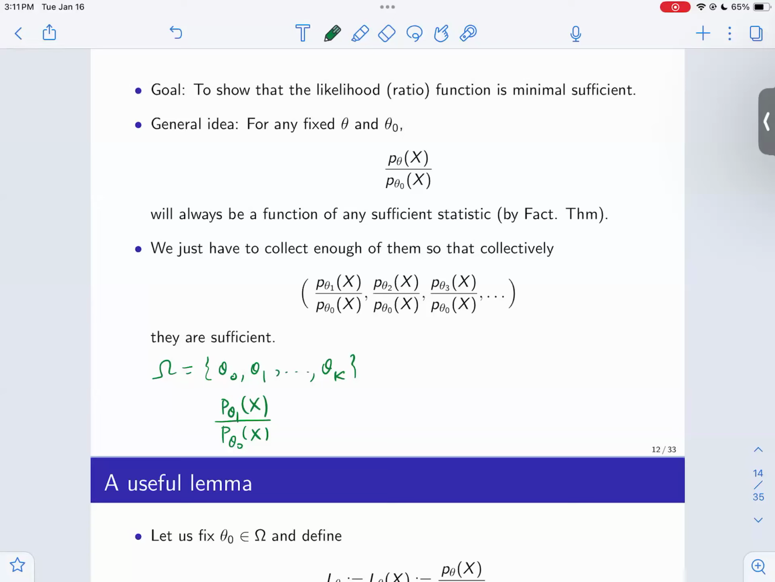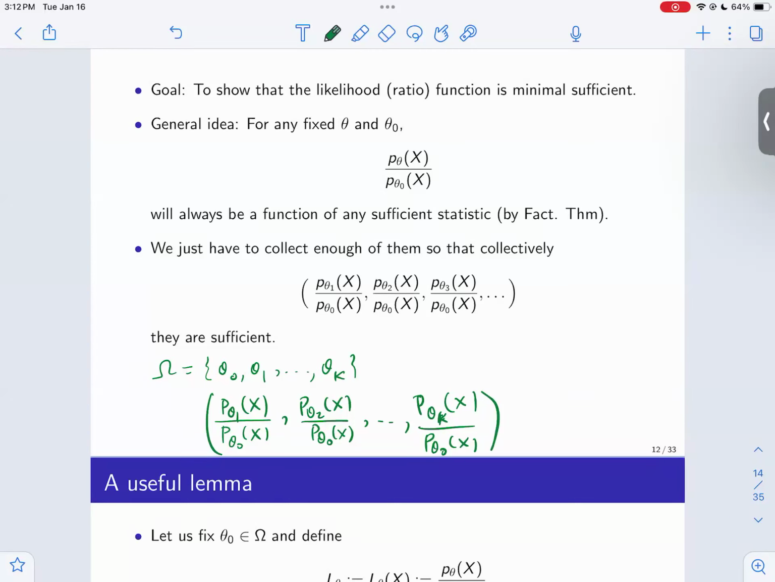And then I add p theta 2 of x divided by p theta naught of x, all the way to p theta k of x divided by p theta naught of x. So this is going to be a vector. This is all that I can do. I can take the ratio of either one.